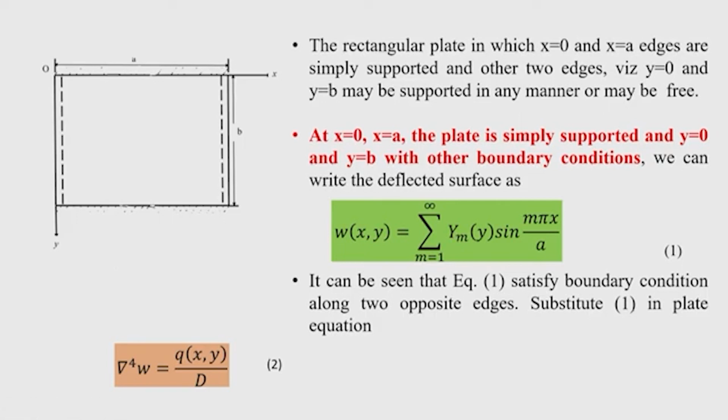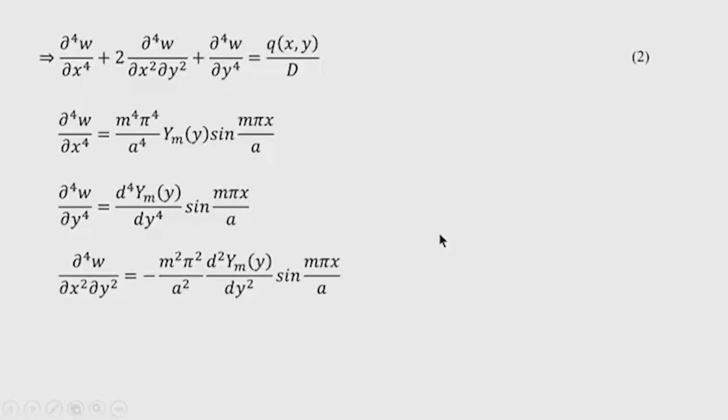Then the middle term is del to the power 4 w by del x square del y square. That means the second derivative of w with respect to x is first taken, then the second derivative of this result is again evaluated with respect to y, or vice versa, because the operators are interchangeable. It is a linear operator, so you can proceed in either way.